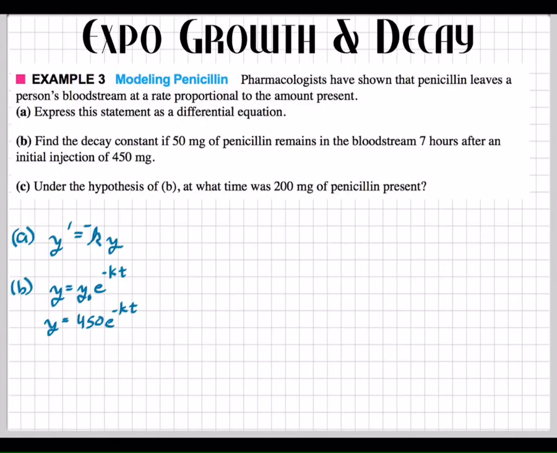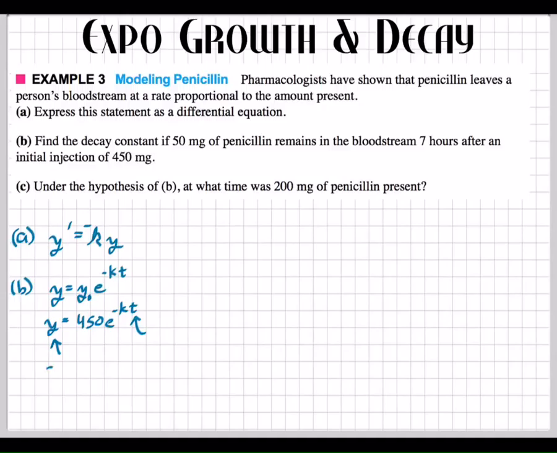Wouldn't y equal 50? Well, that's not what we're looking for, though. We're trying to find the decay constant. We're trying to find k. So, actually, you're right. I'm just not sure if you're thinking on the same page as I am. So, we need a t and we need a y. Do we know a time and an amount at that time? 7 and 50. So is time in hours, or is the rate in hours? Does it say anything up there? Yeah, 7 hours. Okay, cool.